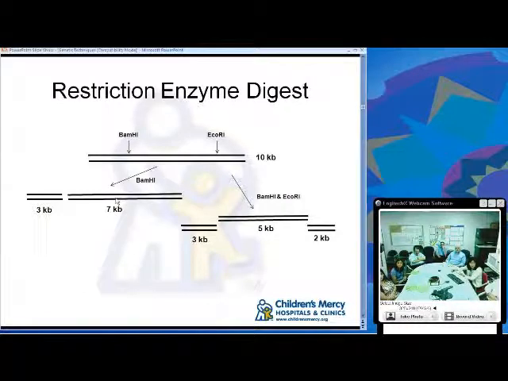Say initially, with BamHI, we would get 2 fragments from this 10 kb piece. We get a 3 kb and a 7 kb. Now, if we were then to add EcoRI, then in addition to that 3 kb piece, that 7 kb piece would be cleaved into 2 pieces, 5 kb and 2 kb. And if you were to run this on a gel, then you can determine whether or not your DNA sequence had an EcoRI site by the resulting gel fragments you get after you digest them with the endonucleases.